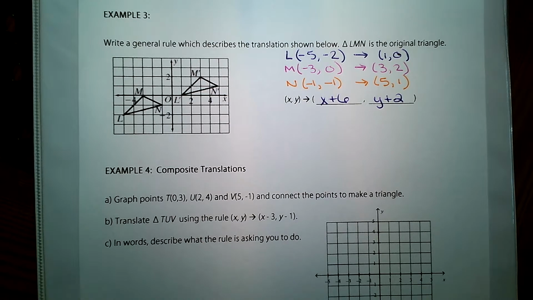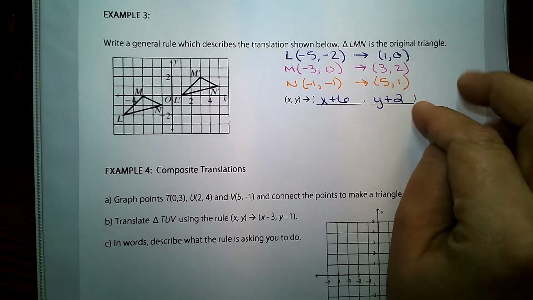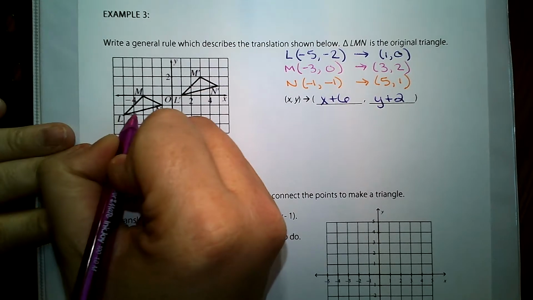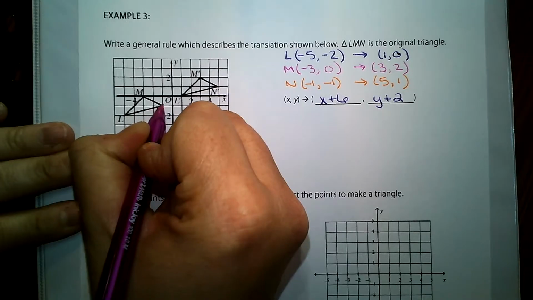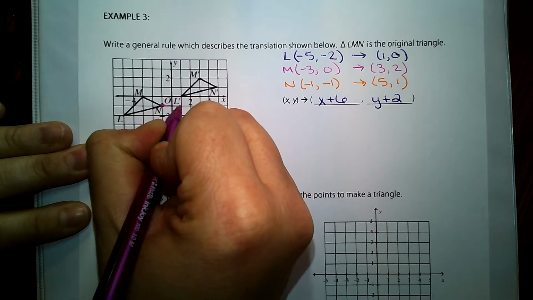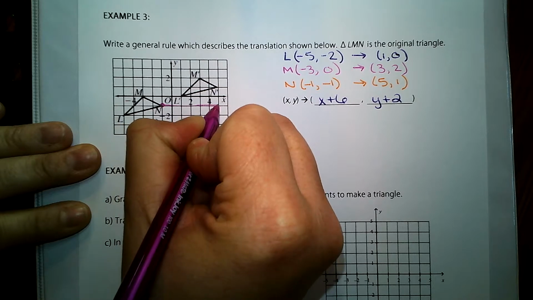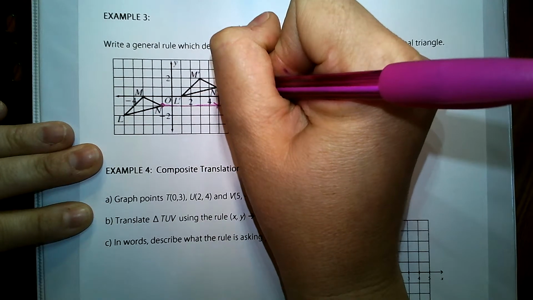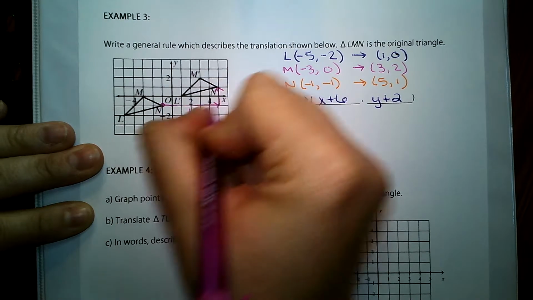Now that's one way to do it. You can look at the points and write up a pattern rule. Another way to do it is more visually, looking at the graph. How do we get from point to point? I'm going to start here at N. I move to the right 1, 2, 3, 4, 5, 6, and up 2. Right 6 and up 2.